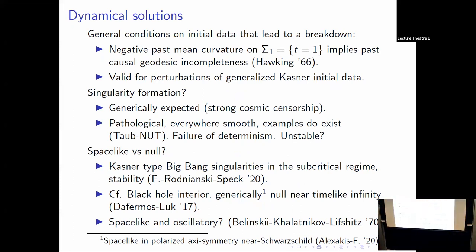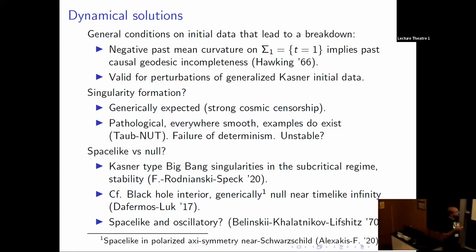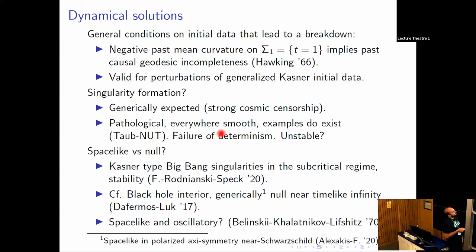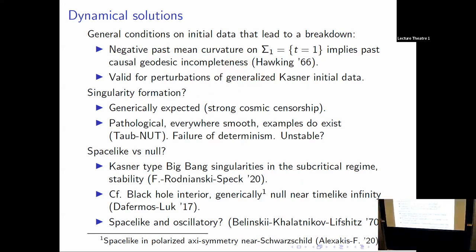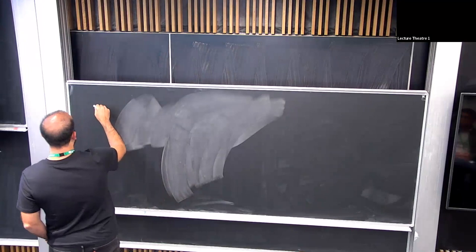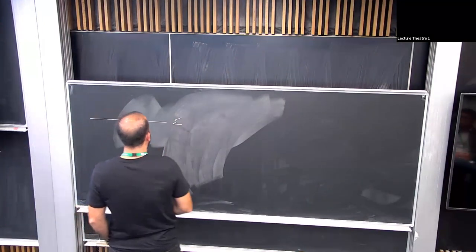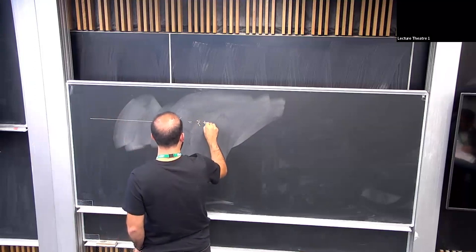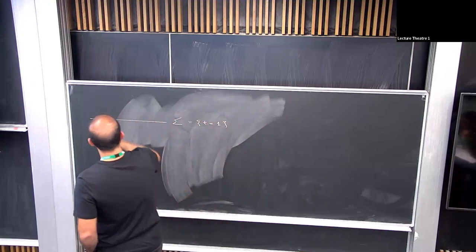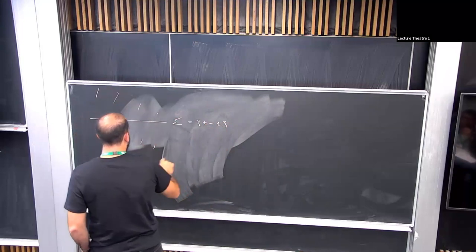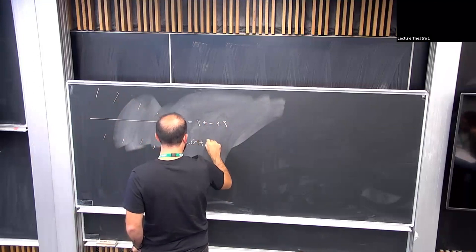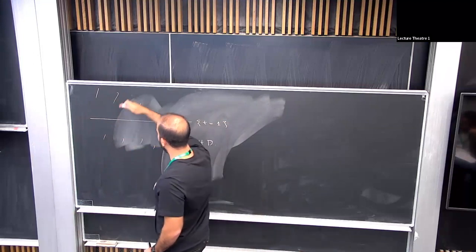All right, so for that we need to look at perturbations. And again, Hans mentioned yesterday that we have Hawking's theorem. There's a very general result due to Hawking that goes back to the 60s, which says that if the past mean curvature is negative, so let me also draw a picture, then in the past you have to be incomplete. So if we imagine that sigma is somewhere here, let's say t equals one, then there is the maximal globally hyperbolic development, as Michalis mentioned, both to the future and the past.